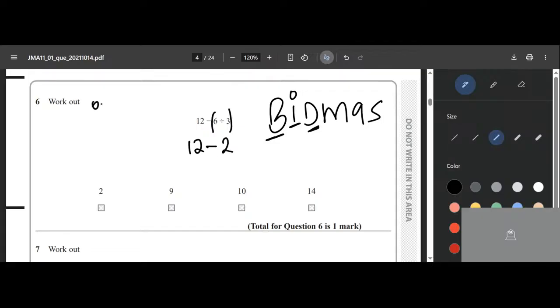It's just like having 6 balls. Then you divide by 3, so you will have 2 groups. Then 12 minus 2, we have 10. You have to follow the BIDMAS. Don't just do it randomly like that. Like if you say 12 minus 6, you have 6, then divide, you have 2, you'll get the wrong answer.